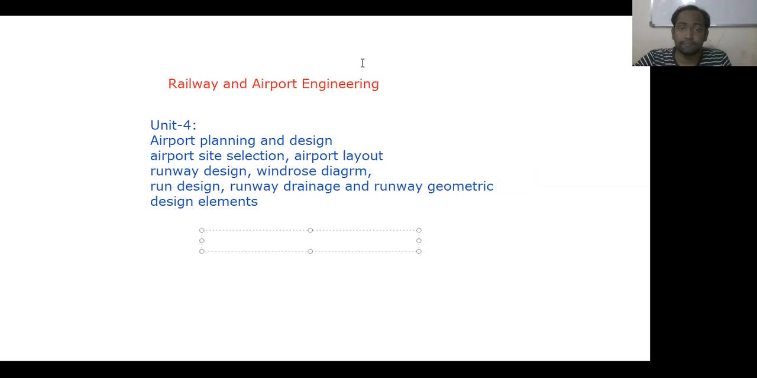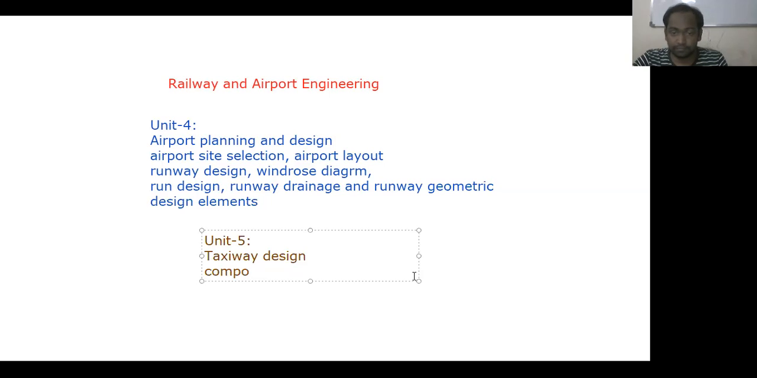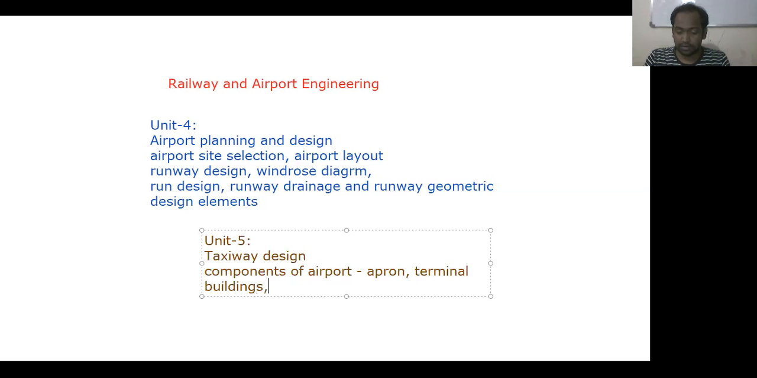And coming to unit 5, we will study some other components of the airport, that is taxiway design. In this we will also study various components of airports, like apron, terminal buildings, various passenger facilities, and also hangars. This is the second topic of unit 5.